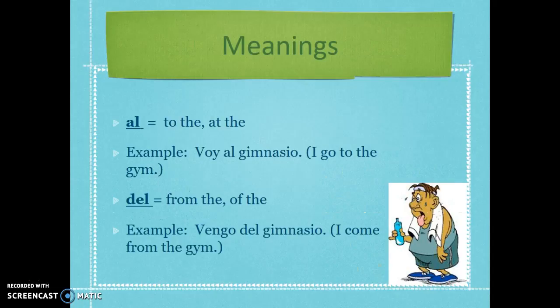Al means to the or at the. An example in a sentence would be, voy al gimnasio. I go to the gym. Again, if a means to and el means the, and you combine them together, it means to the. So I'm going to the gym. Del means from the or of the. An example would be, vengo del gimnasio. I'm coming from the gym.